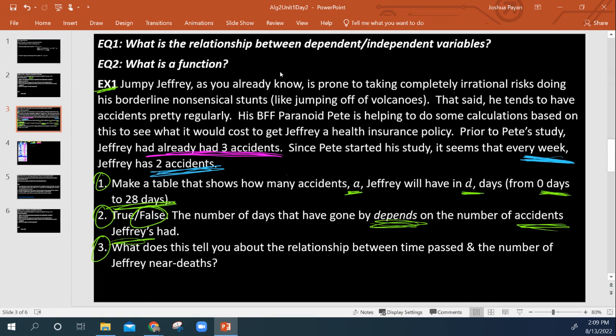On to number three. What does this tell you about the relationship between time passed and the number of Jeffrey near deaths, quote unquote? As time goes on, accidents increase. He's just insane. As time goes on, he's going to keep doing his crazy stunts, and he's going to continue to have more and more accidents over time.